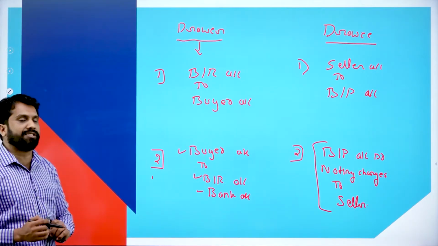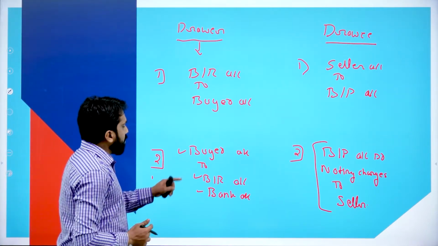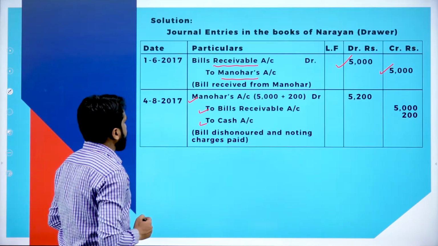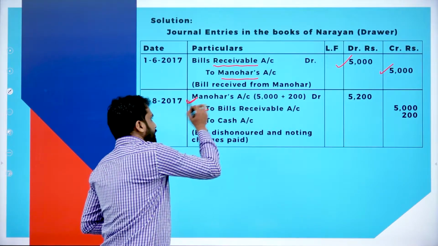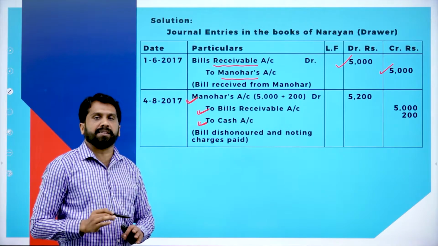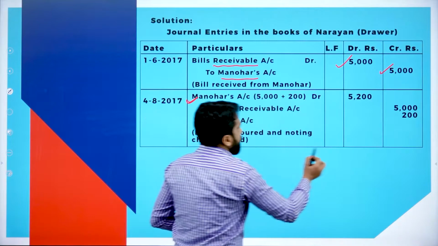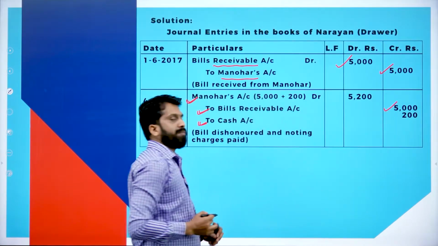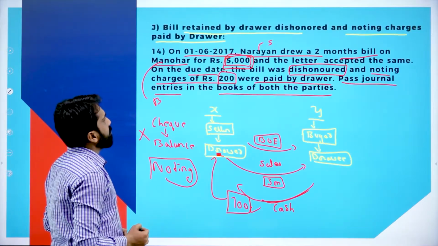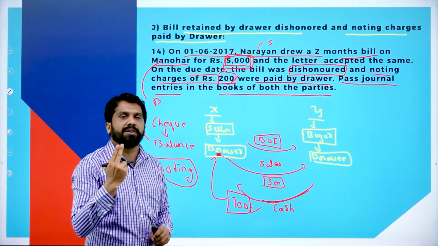Now, buyer account debit to bills receivable to bank or cash. Now, who is the buyer in this? Manohar. Manohar account debit to bills receivable to bank account. Now, what is the amount? As I told you, bills receivable is 5,000. What is the noting charges? I'll go back to your question. As per the question, the noting charges is 200.